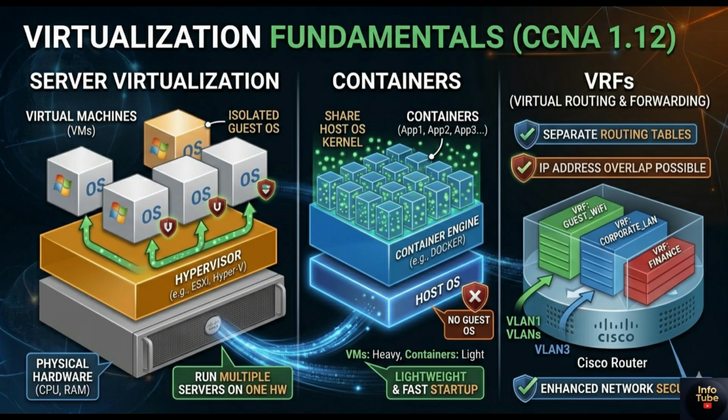This is the backbone of the cloud. When you rent a server from Amazon or Google, you are usually just renting a VM on their massive hardware. 2. Containers. Containers are like the younger, faster brother of virtualization. While a virtual machine simulates an entire computer, including the bulky operating system, a container only packages the specific application and the files it needs to run.